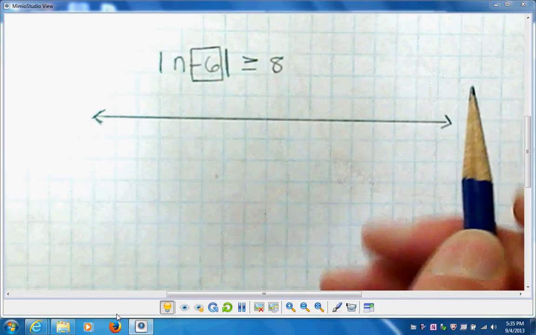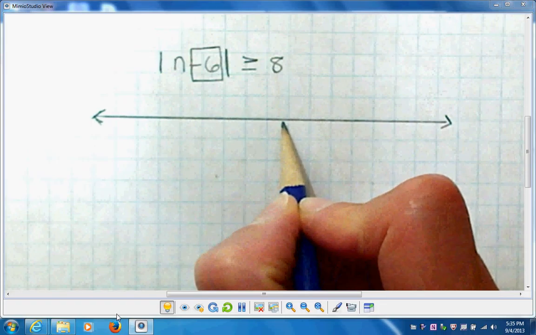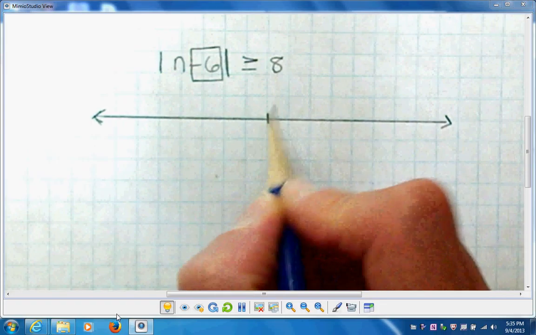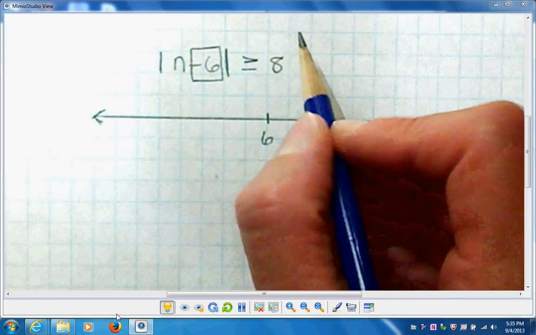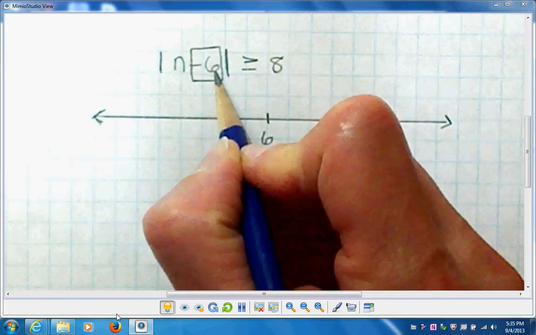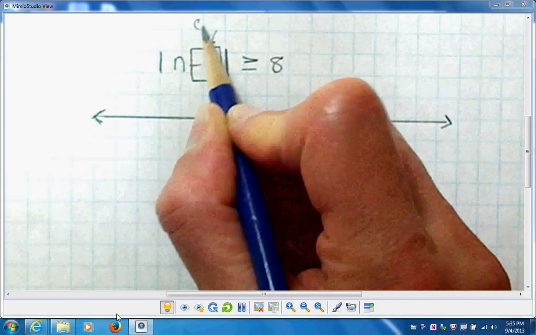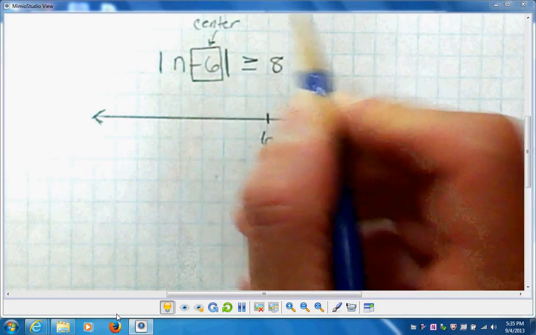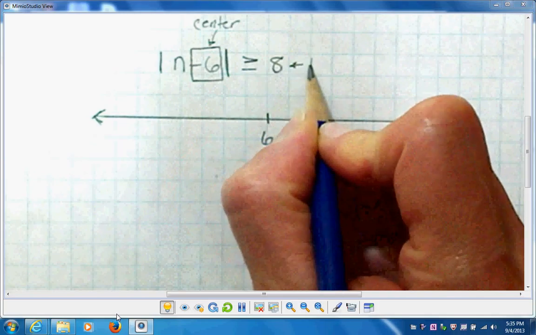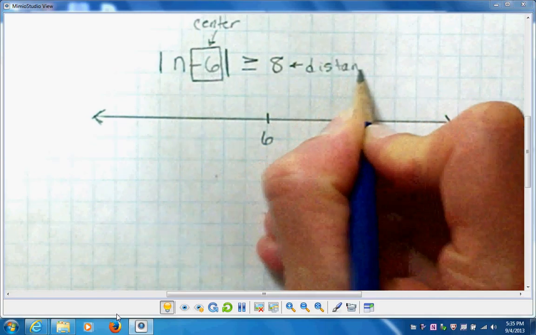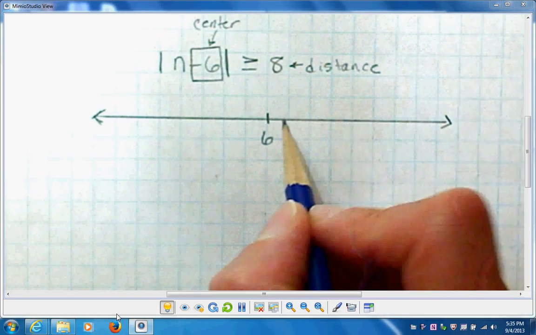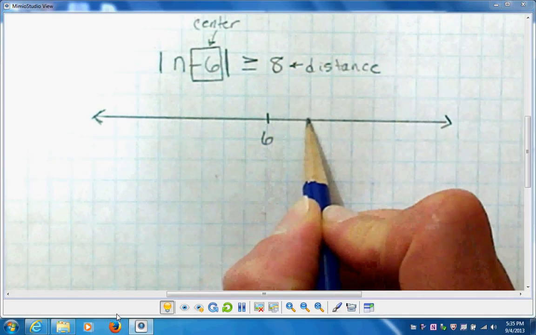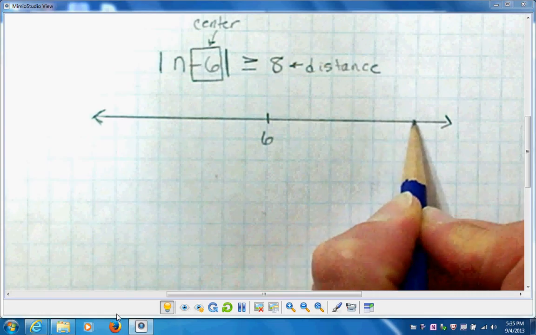So my center is going to be 6, which I'm going to judge as probably about here on the number line I drew. And so this is my center. And this here is my distance. Distance from either side. So that means I go 8 this way. So that would be 1, 2, 3, 4, 5, 6, 7, 8.